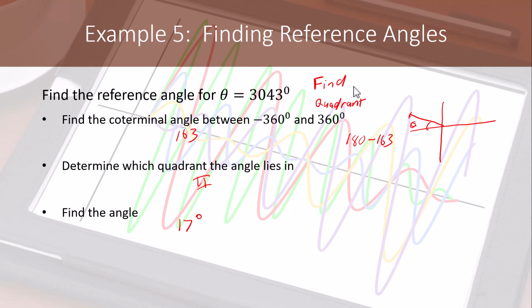So our biggest thing is we want to find the quadrant. The way you can do that is, 1, find the coterminal angle between negative 360 and 360. Figure out which quadrant it lies in once you've done that, and then you can go ahead and find the angle.